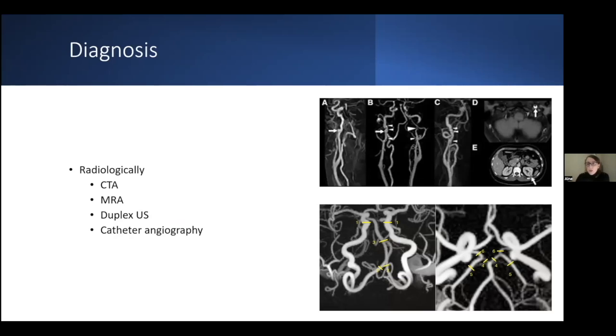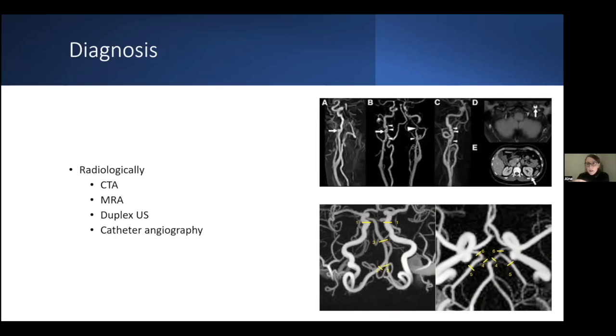So duplex ultrasound is not commonly used in the UK. It's more commonly used in the US, where they have a higher rate of patients and more expertise with duplex ultrasound. So you need to have quite a big cohort of patients and significant expertise with duplex ultrasound. A CTA or an MRA is more commonly used here in the UK.